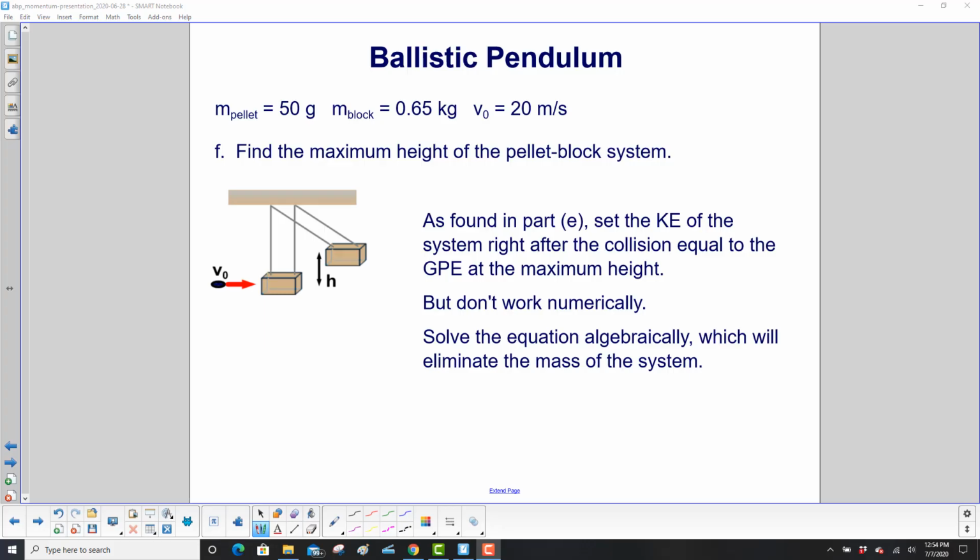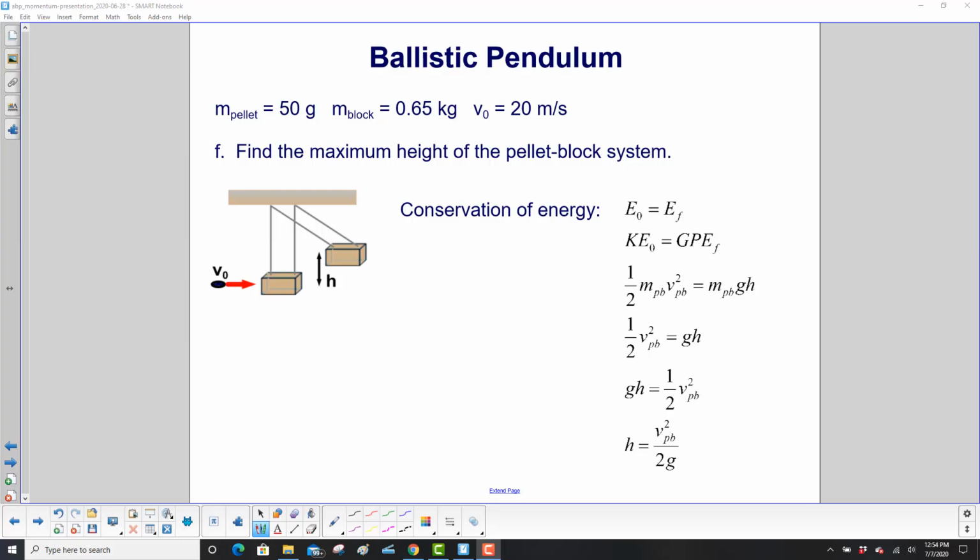So as found in part E, we set the KE of the system right after the collision equal to the GPE at the maximum height. But even though we found the value, what was it, 1.43 joules, don't use that now, and I'll show you why in the next slide. Solve the equation algebraically, and you'll find that we can eliminate the mass of the system, and this will tend to give us a more precise answer. We won't be rounding off as much.